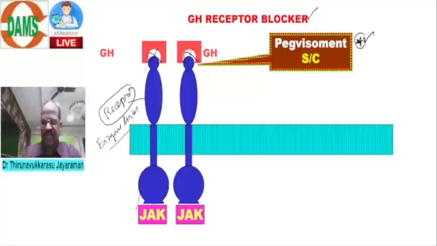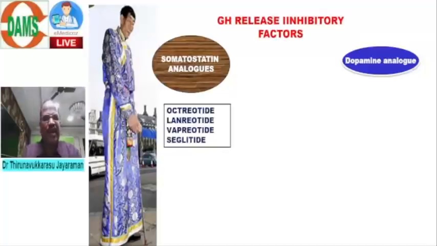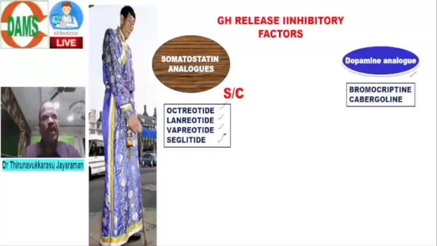Whereas for the other option for treating acromegaly, we have one more group of drugs that inhibit growth hormone release from the pituitary. That can be done by somatostatin analogs like octreotide, lanreotide, vapreotide, seglitide. And we have one more group of drugs, the D2 agonists, bromocriptine and cabergoline. In this, one special point: most drugs useful for acromegaly are injectable, whereas D2 agonists are orally given drugs useful for treatment of acromegaly.